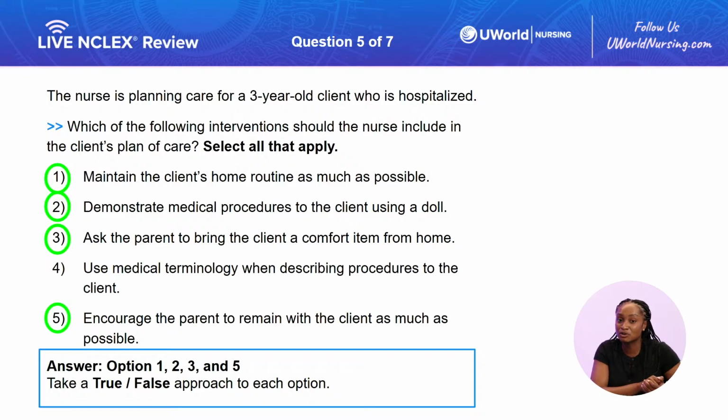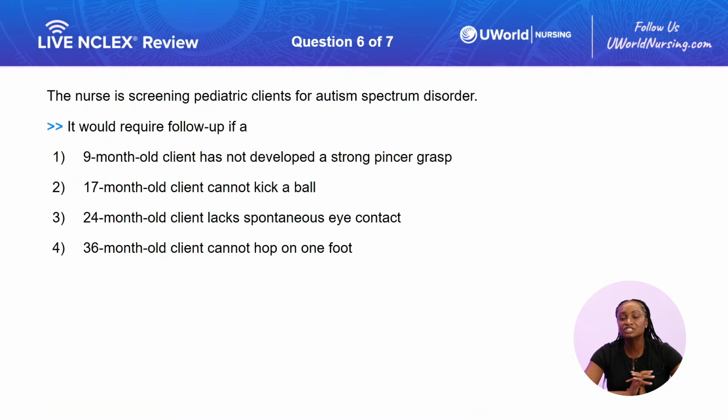Option 4, use medical terminology when describing procedures to the client. Excuse me, this would be an incorrect thing. This would increase their anxiety because they don't understand that medical terminology. They don't know what's going on. So this would actually be the exact opposite of option 2, demonstrating using a doll. We want to put it at their level so they would understand, so it's easier to do the interventions and they feel comfortable with you and whatever is going on. So that would be the incorrect option. But good job, guys.